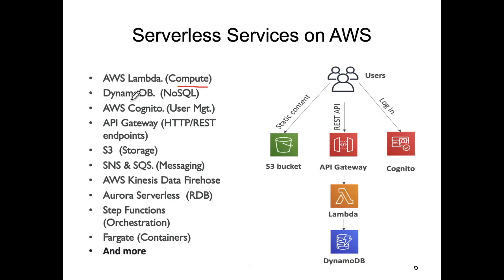DynamoDB is a serverless database service, and in particular, it's a NoSQL database. I'm assuming people are familiar with NoSQL from other modules they've studied. AWS Cognito is a serverless service for managing user accounts. Hopefully we'll get to use that. API Gateway is a serverless service for creating HTTP REST endpoints, which we'll be familiar with from the web app dev module that you did in the first semester, and so on and so forth.